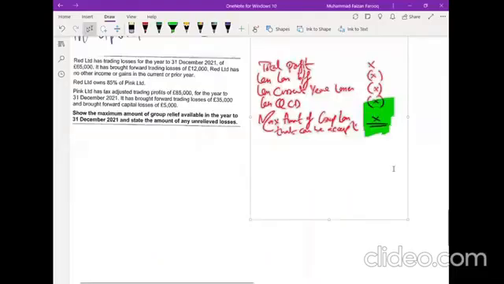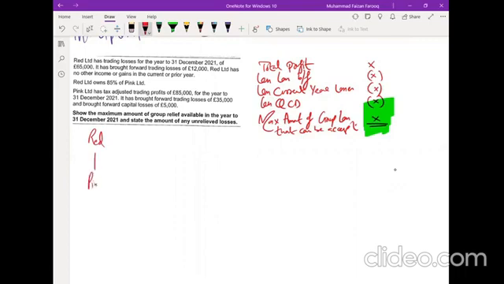£1,000. Red Limited has no other income or gains in the current or prior year. Red Limited owns 85% of Pink Limited. Pink Limited has adjusted trading profits of £85,000 for the year to 31st December 2021. It has brought forward trading losses of £35,000 and brought forward capital losses of £5,000.